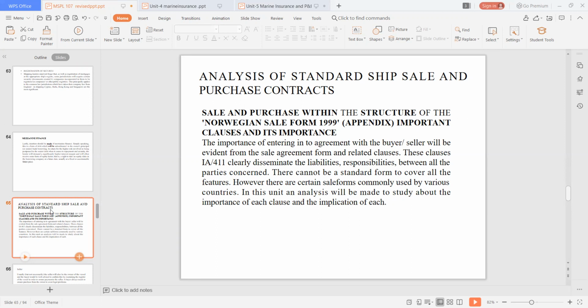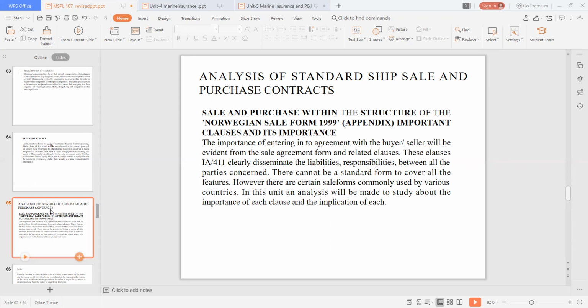There cannot be a standard form to cover all the features. However, there are certain sale forms commonly used by various countries. In this unit, an analysis will be made to study the importance of each clause and the implication of each. So analysis means you should be able to write the clauses, analysis of S&P contracts, right? Different clauses you can write in the examination, and different clauses you should also know in terms of the shipping industry and in terms of examination, multiple choice questions, right?